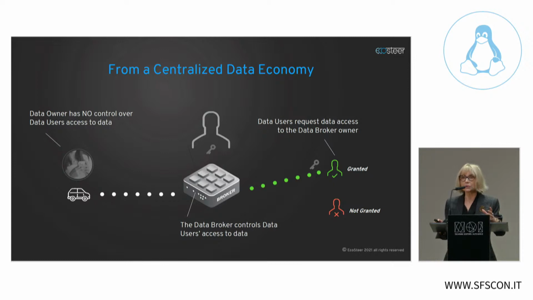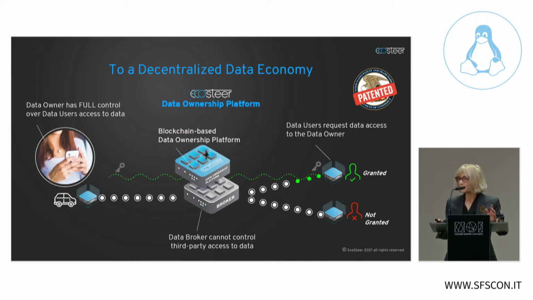That will enable us to shift from a centralized data economy, where the platform collecting and distributing the data has exclusive control over consumer data by third parties, to a decentralized data economy, where consumers have full control over third-party access to their data. And that's the objective of Ecosteer Data Ownership Platform. Ecosteer Data Ownership Platform adds a layer of data access control decentralization on top of any data brokering platform, allowing data owners to choose which stakeholders will have visibility over their data.